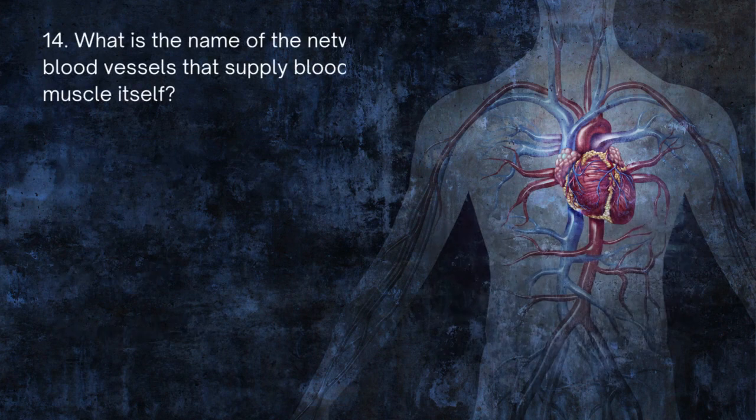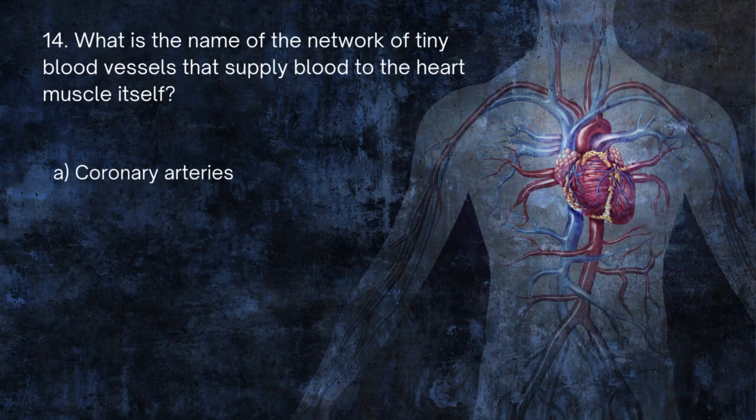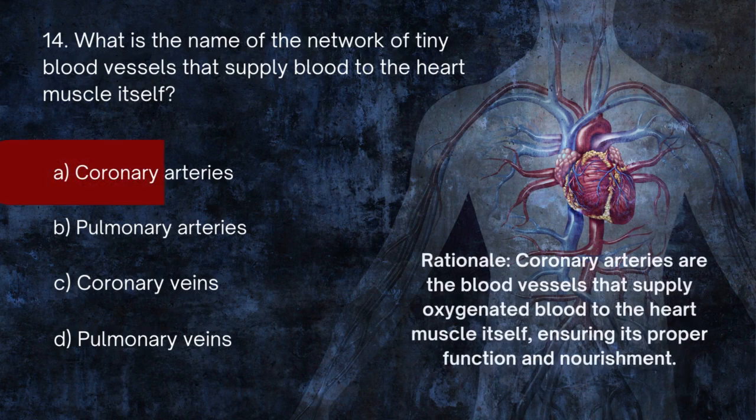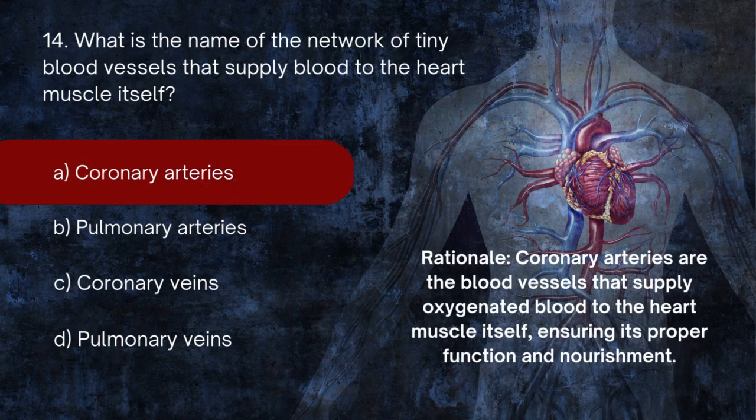14. What is the name of the network of tiny blood vessels that supply blood to the heart muscle itself? A. Coronary arteries. B. Pulmonary arteries. C. Coronary veins. D. Pulmonary veins. Rationale: coronary arteries are the blood vessels that supply oxygenated blood to the heart muscle itself, ensuring its proper function and nourishment.